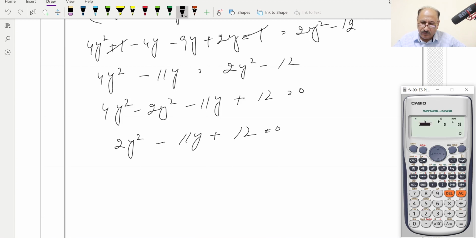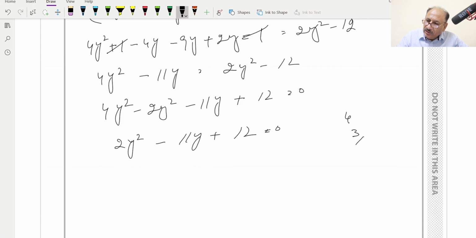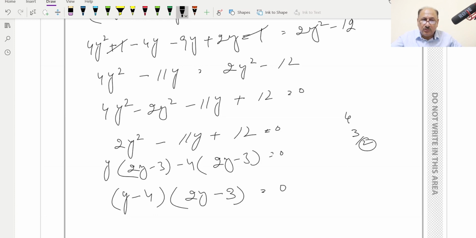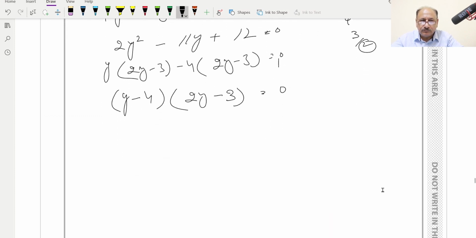And coefficient of y squared is 2, and coefficient of y is minus 11, and then constant is 12. So values will be 4 and 3 by 2. So we can write here y minus 4, and for 3 by 2 I will write 2y minus 3 is equal to 0. Intermediate step, we can write y into 2y minus 3 and minus 4 into 2y minus 3 is equal to 0, and this is what we will be simplifying.